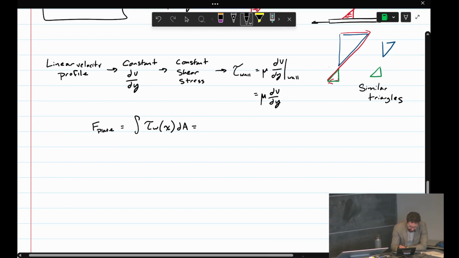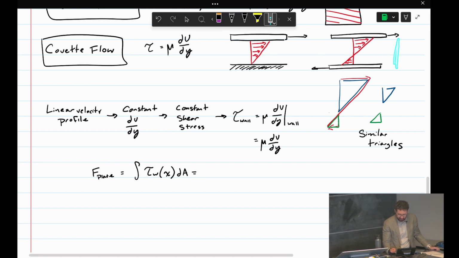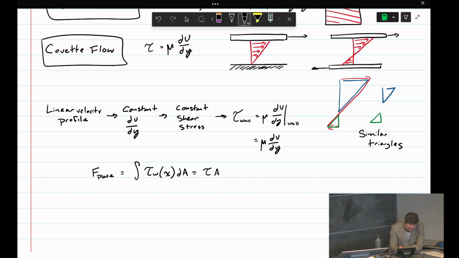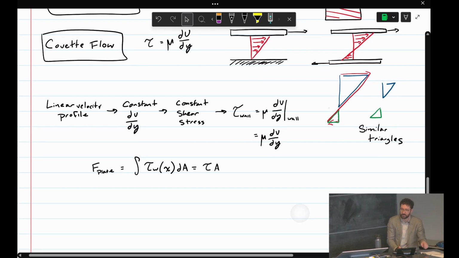But for the Couette flow case, since we have a constant shear stress along the x direction, we also have a constant shear stress in the vertical direction. So the shear stress is constant everywhere. That means we don't have to do any integration. All we have to do is tau A, where A is the area of the plate. Any questions about that?